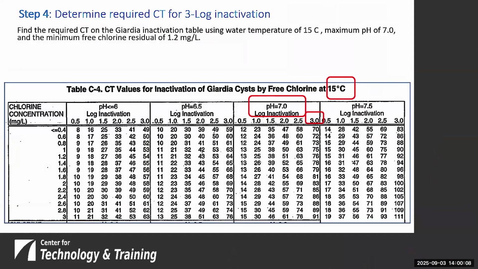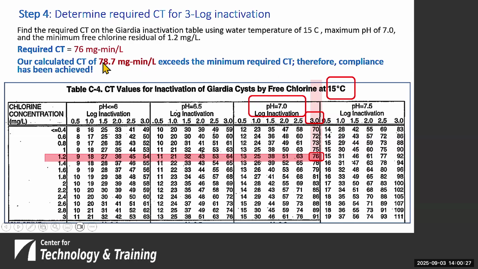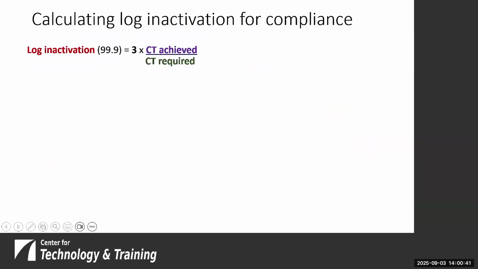We're trying to get 3 log removal. So our chlorine concentration is 1.2. So that tells us we need to get to 76. All right, so required CT is 76 milligram minutes per liter. Our calculated CT, which we did on the previous slide, was 78.7. So that also exceeds our minimum required CT. So therefore, we're still in compliance. They're not going to send us any nasty grams.